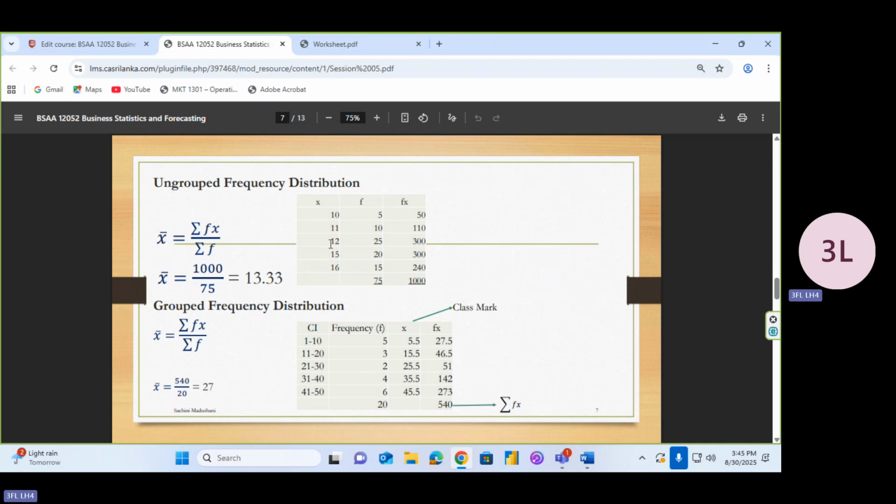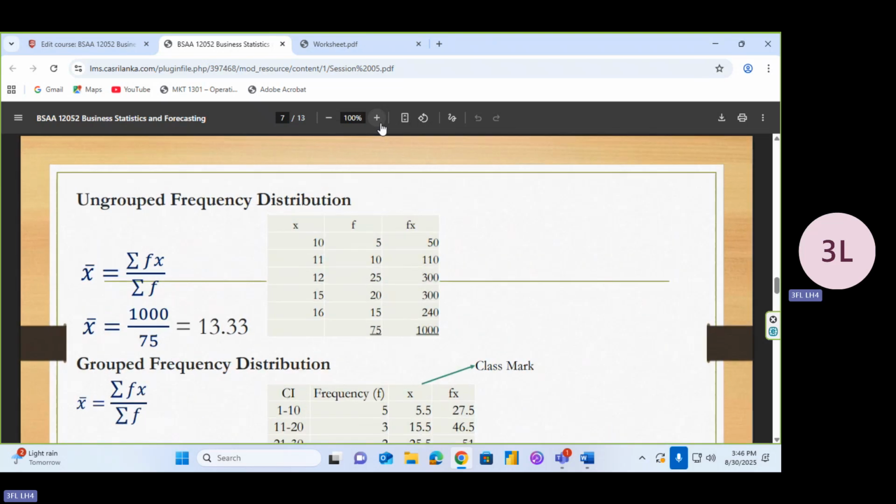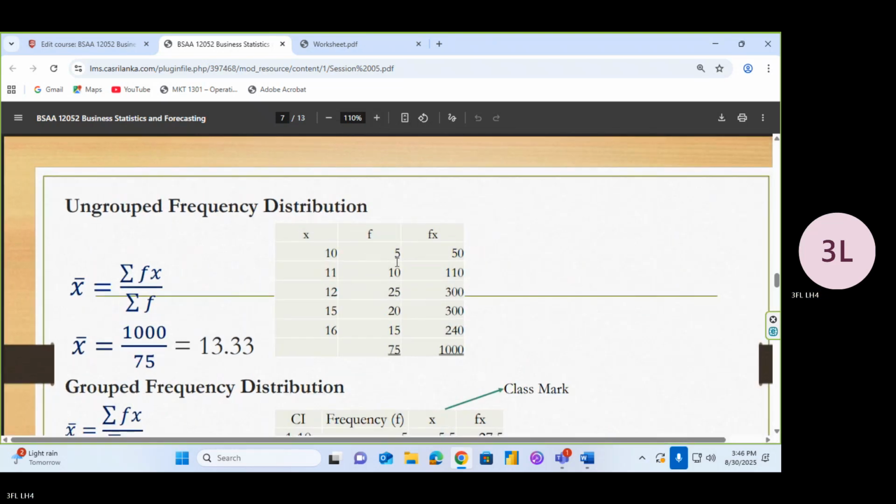These values are repeated, so we can summarize it now. The first observation value is 10, and 10 occurs 5 times. Then 11 is the second observation value, and it occurs 10 times. Okay, then we can summarize it. This one we call an ungrouped frequency distribution.